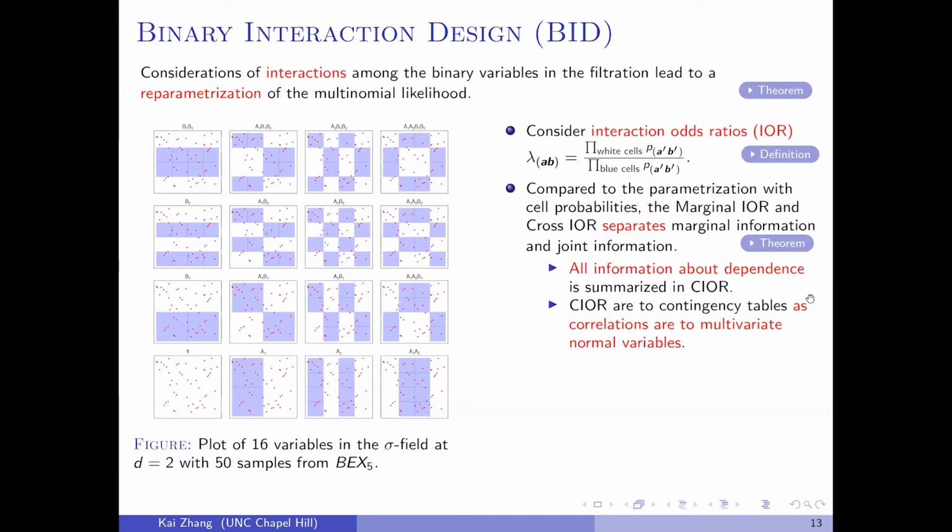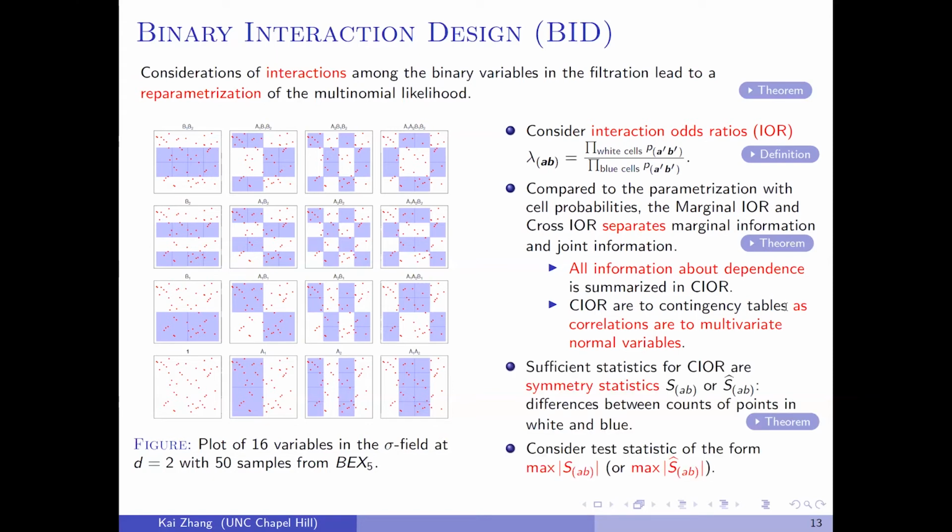Indeed, there's a theorem stating that all the information about dependence is summarized in the cross-interaction odds ratios, and UD and VD are independent if and only if all the cross IORs are ones. So in this sense, the cross IORs are to contingency tables as correlations are to multivariate normal distributions. To study dependence, we should focus on these parameters.